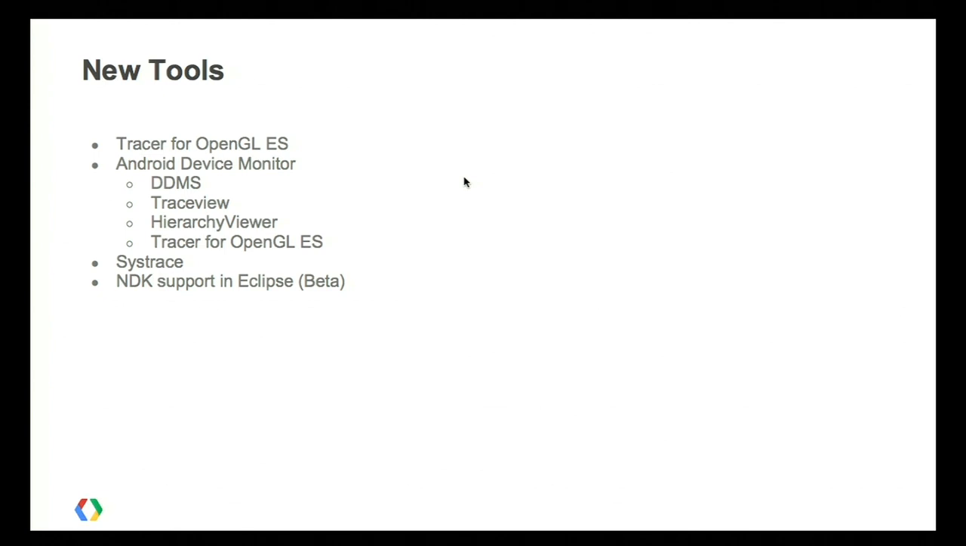The second tool that we're adding, which we actually showed very quickly at the keynote yesterday, is Systrace. This is a very low-level tracing tool, and I will show you an output and show you a few things in there. And then the third thing that we're adding is the first beta version of the NDK support in Eclipse.